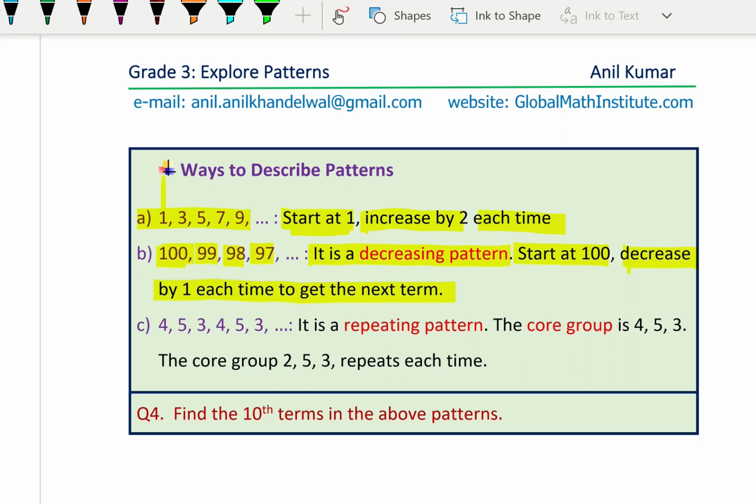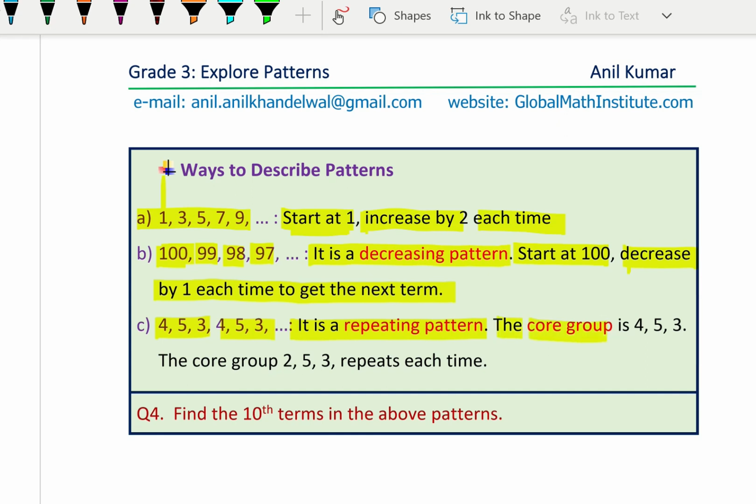The third pattern which we talked about was 4, 5, 3, 4, 5, 3 and so on. It could be described as a repeating pattern. So we first describe whether it is an increasing pattern, decreasing pattern or repeating pattern. In this case, this one is a repeating pattern, and now we describe how it repeats.